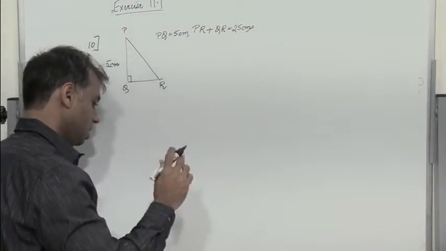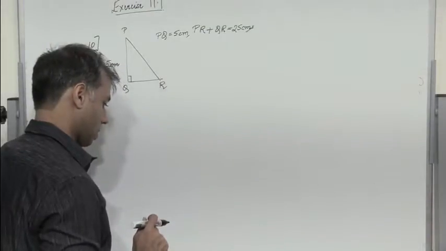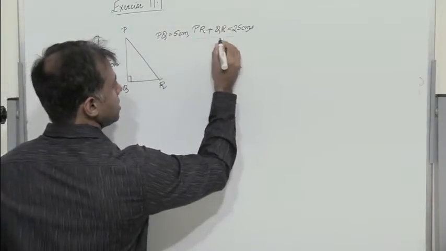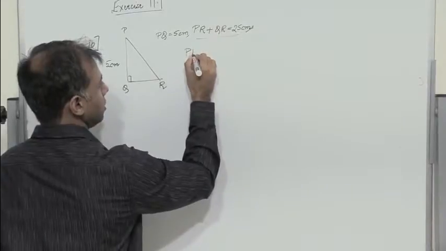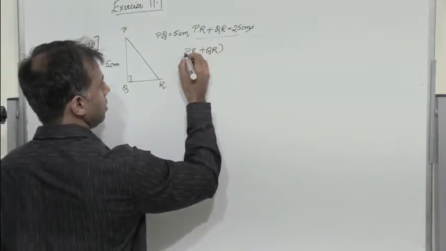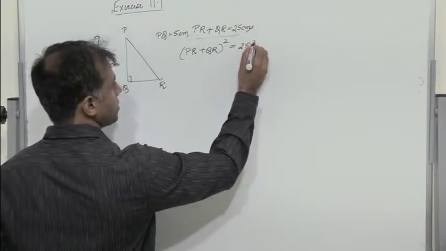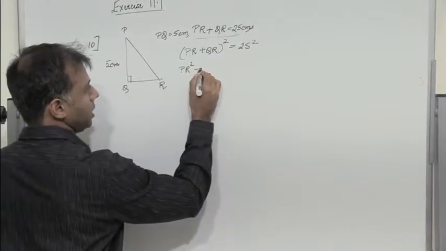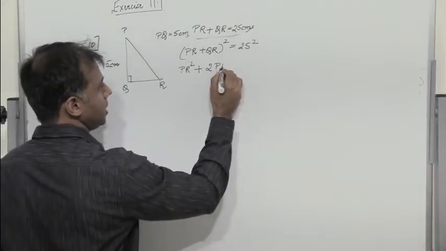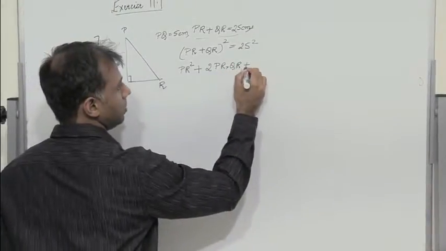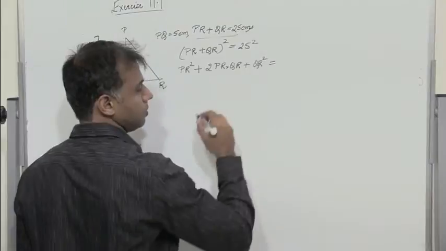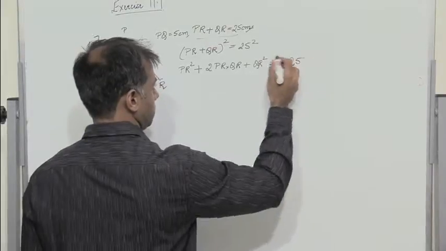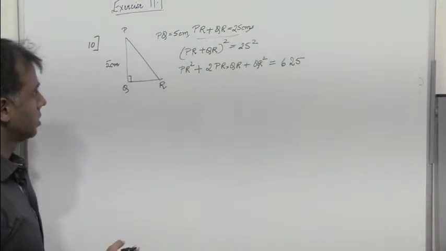Okay. So now, let us see what can be done here. I have this expression, so let me take the square of this. PR plus QR, the whole square, equals 25 square. So this is like A plus B the whole square, which is A square, which is PR square, plus 2 PR into QR plus B square, which is QR square, equals 25 squared, which is 625. Okay, so this is one equation.